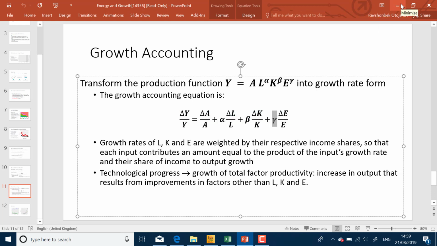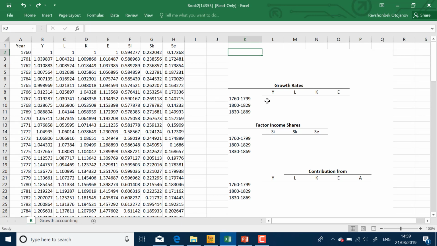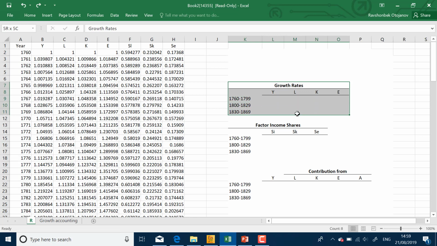Okay, so let's go ahead now. The first thing is to get the growth rates for each period. I split the long data here into 3 periods. It's arbitrary, but at the same time it's also something that economic historians have previously looked at in the past.